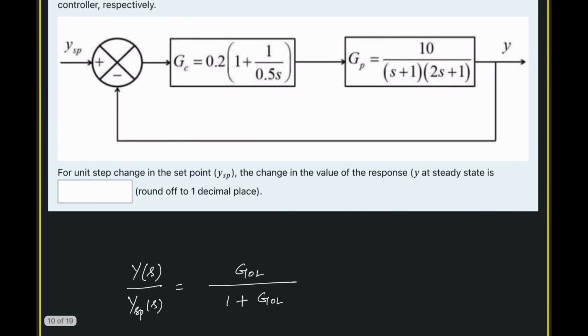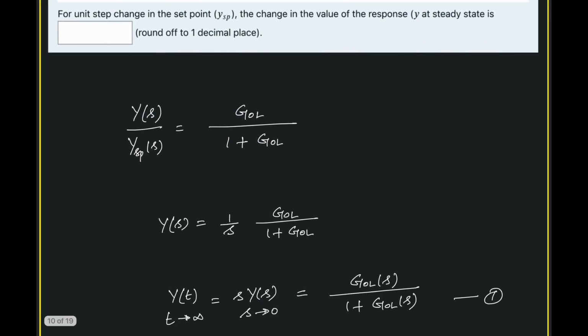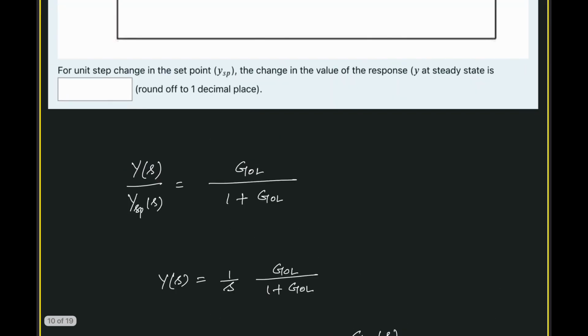So we know for this kind of closed loop with negative feedback, Y(s) by YSP(s) is given as GOL by 1 plus GOL. GOL refers to the transfer function in the open loop, the multiplication of the transfer functions of these two components, divided by 1 plus GOL. And this YSP is for a step change in the set point, so YSP is 1 by s, from which Y(s) is coming as 1 by s into this component.